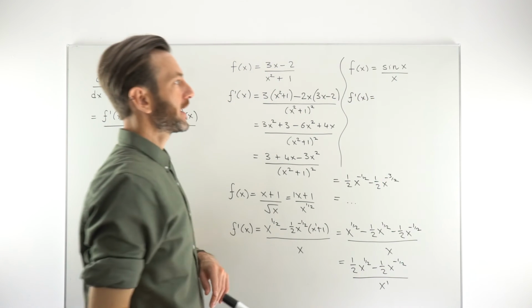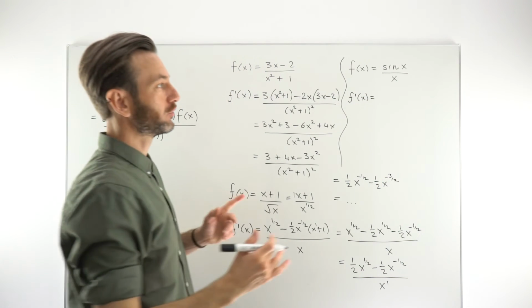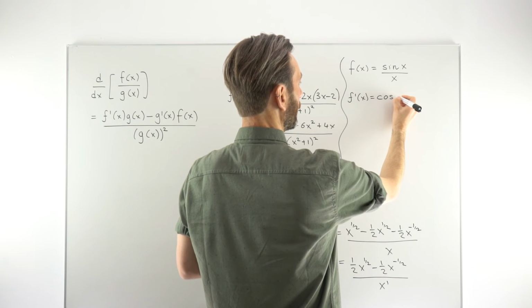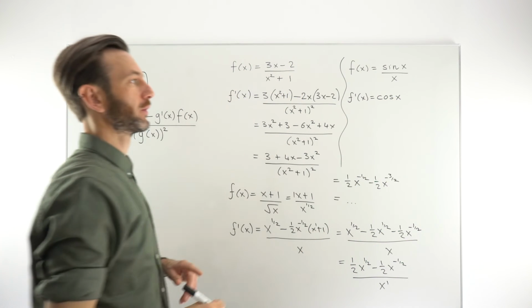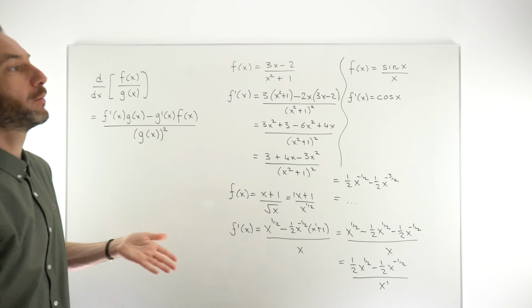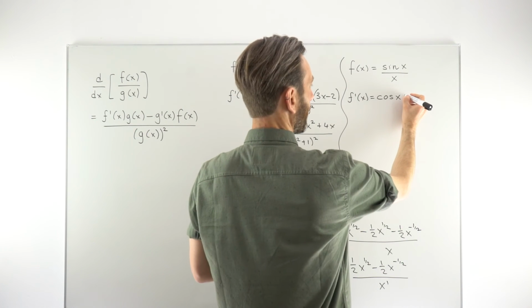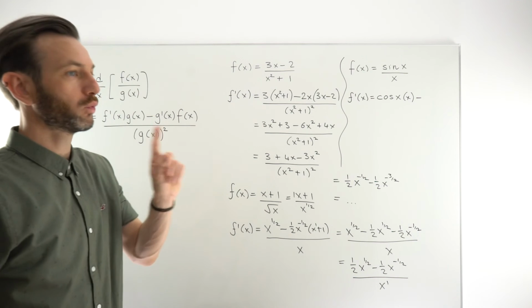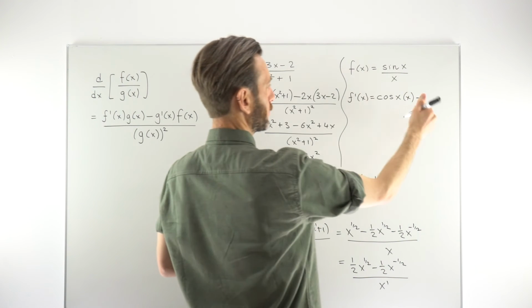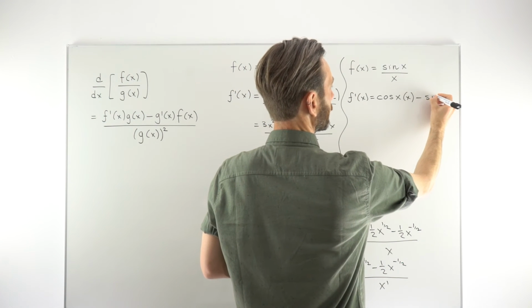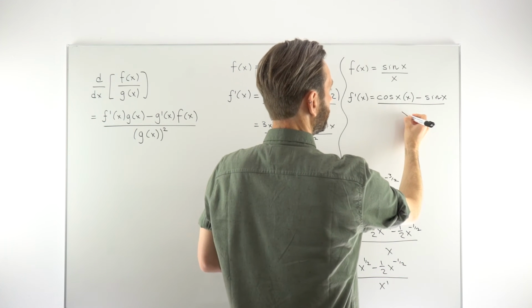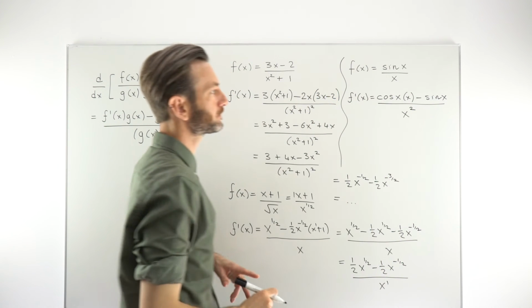So f prime of x equals the derivative of the top. Now the derivative of sine is just cosine, so I'll just put that out there now in case you're not familiar with those already. So it's the derivative of the top times the bottom function, so it's times x, I'll just put that in a bracket, minus the derivative of the bottom function, which is just 1 in this case, the derivative of x is just 1, times the top function, which is sine x, all of that over the bottom function squared, x squared.